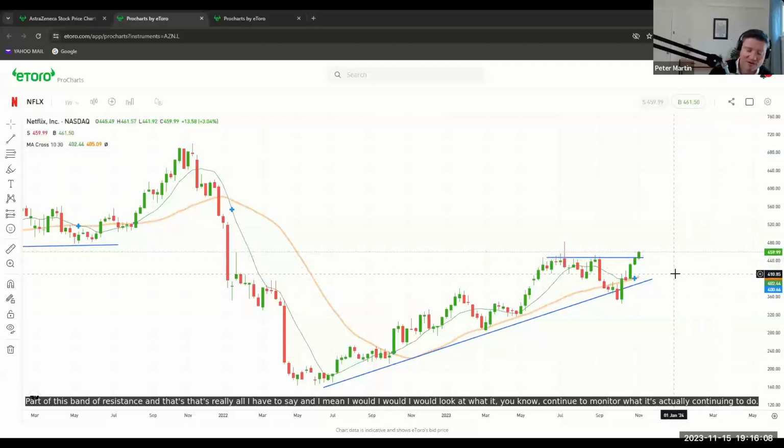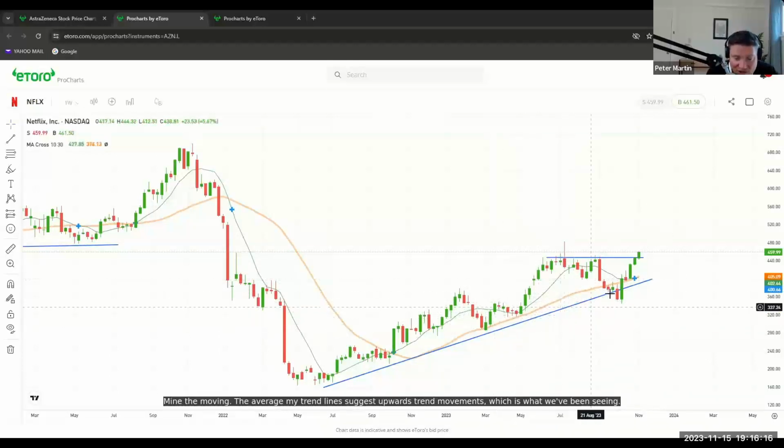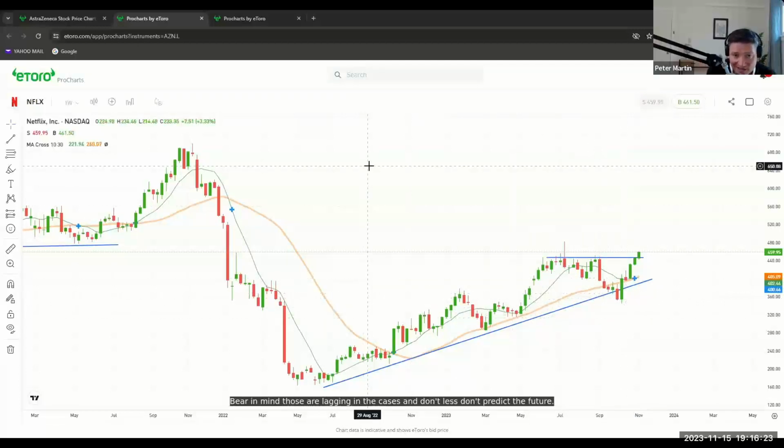I would continue to monitor what it's actually doing. The moving average and my trend lines suggest upward trend movements, which is what we've been seeing. Bear in mind, those are lagging indicators and don't predict the future.